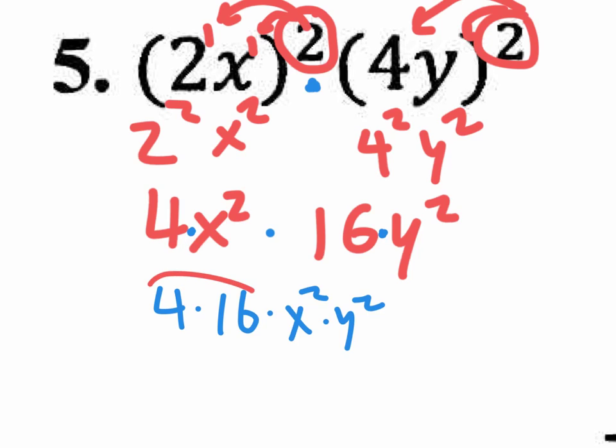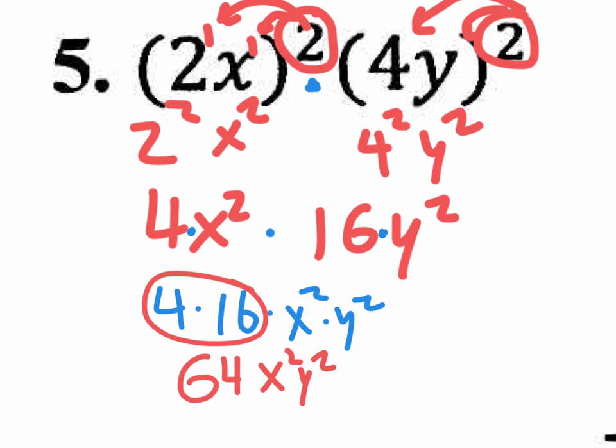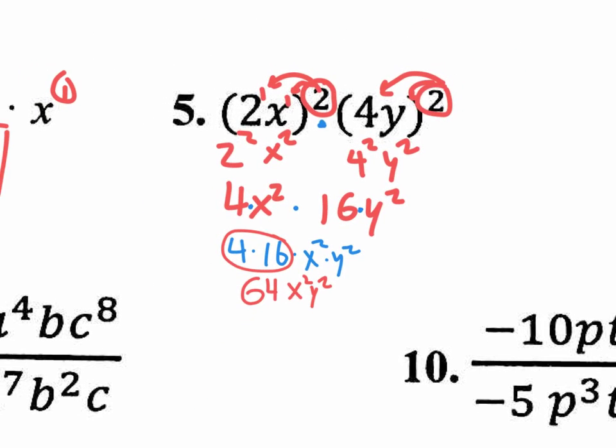So 4 times 16 is what? 64. And the x squared times y squared, you can't really do anything with that, so there's your final answer. 64x squared y squared. You guys get it?